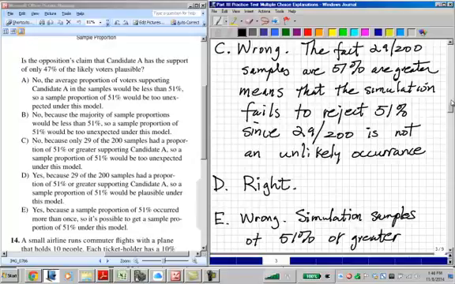Except that it's got the logic reversed, okay? The statement is wrong, okay? 29 out of 200 is not an unexpected result.